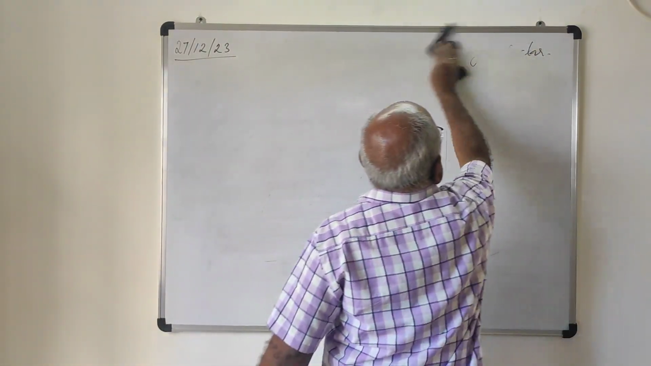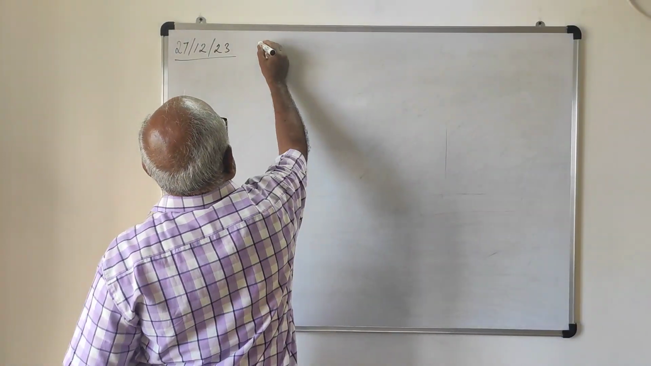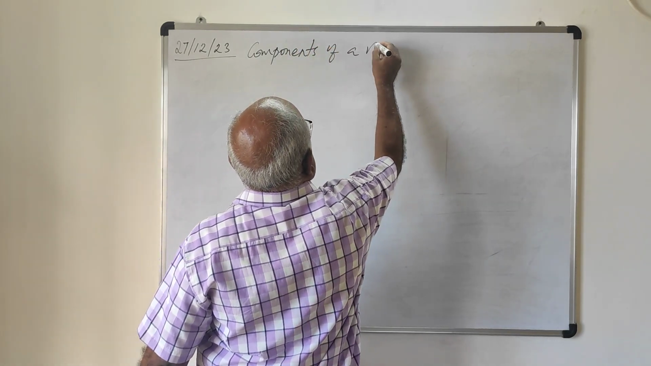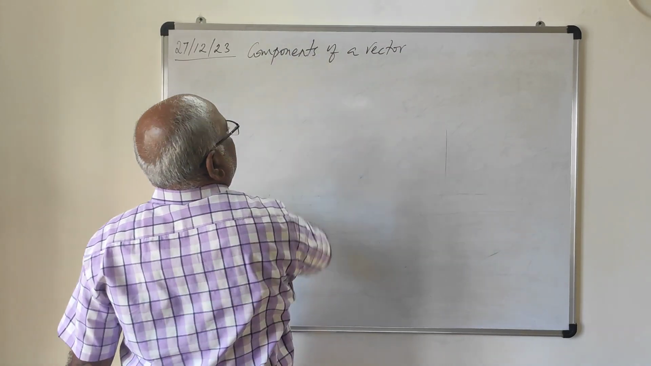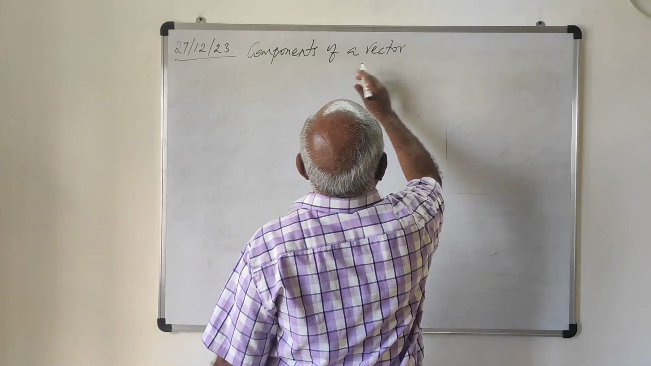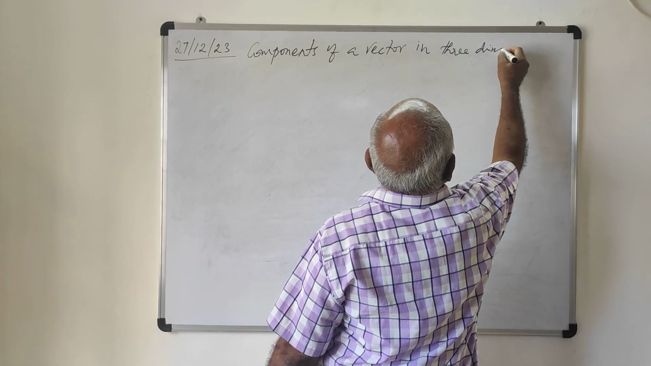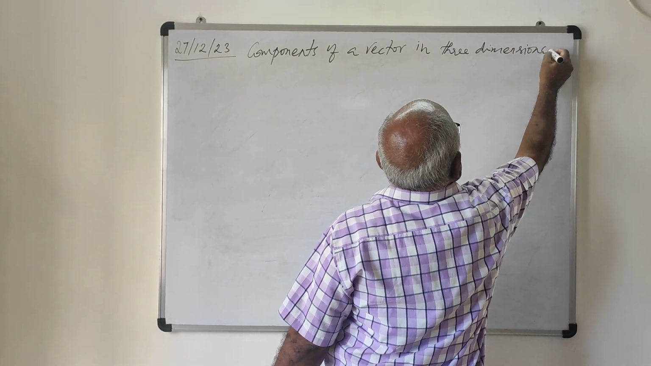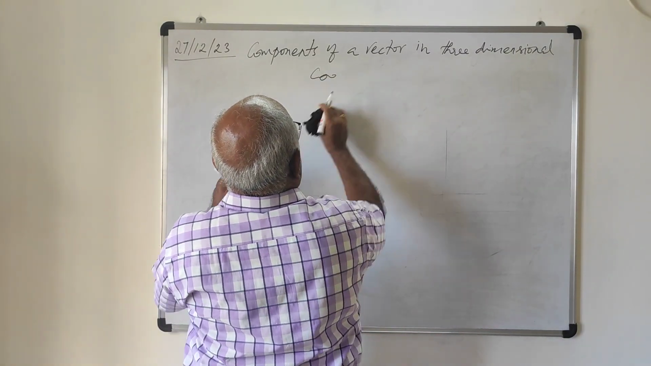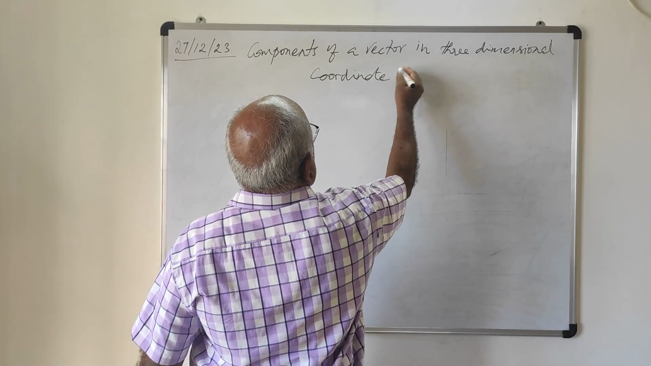Components of a vector, or representation of a vector in a 3-dimensional coordinate plane space. Components of a vector in 3-dimensional coordinate space.